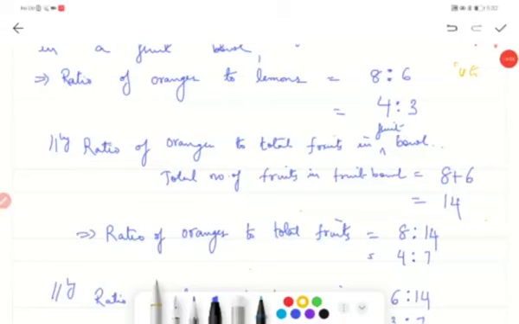Okay, for today let's stop till here. In the next class we will see equivalent ratios, or you can say proportional ratios.